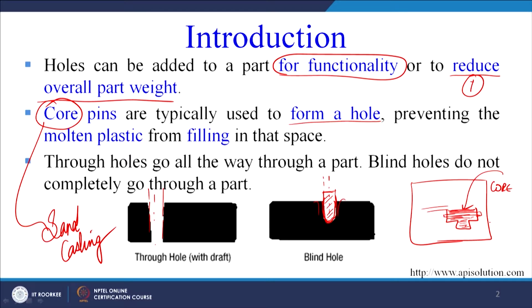So through holes go all the way. This is an example of a through hole. Through holes go all the way through the part. Blind holes do not completely go through a part. Just a classification: this is a through hole and this is a blind hole because it is not going all the way through the part. So different types of holes can be made.